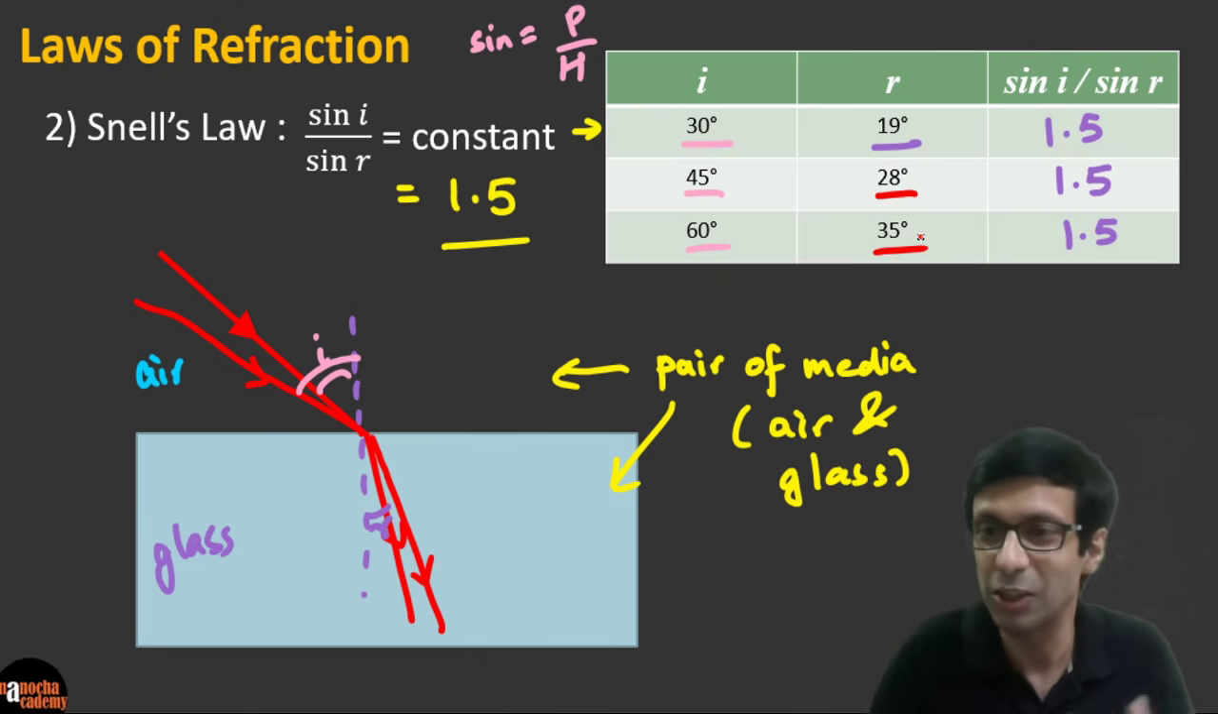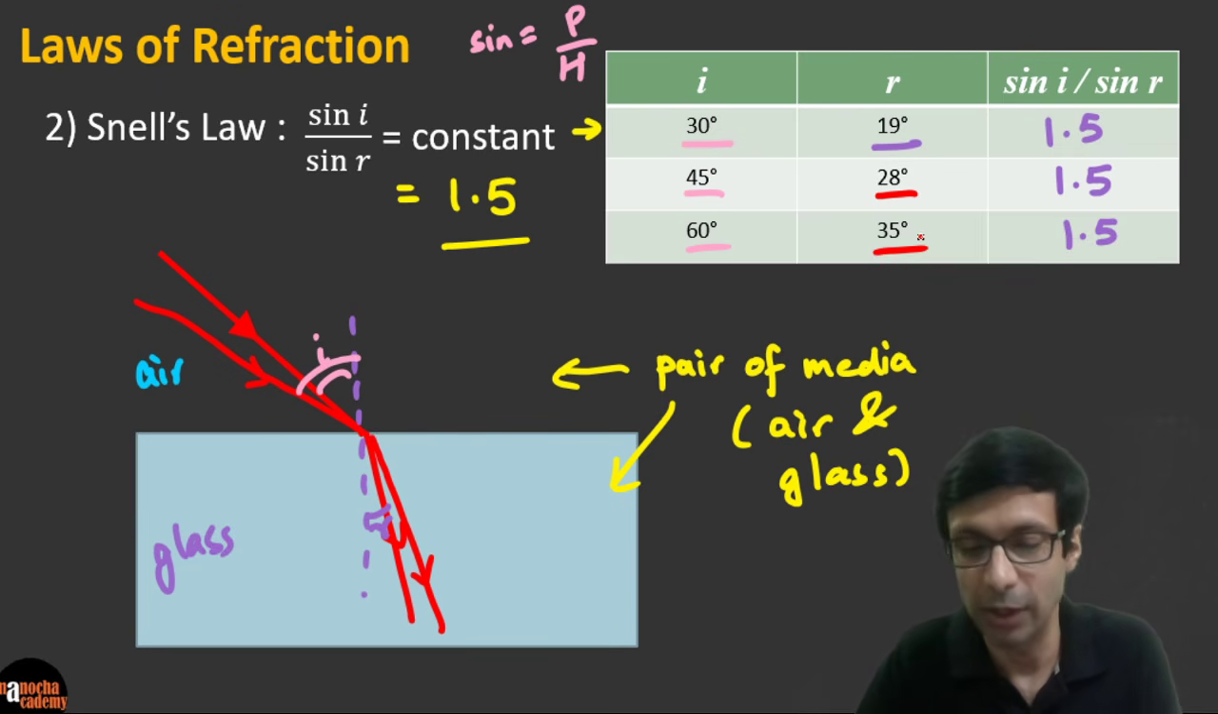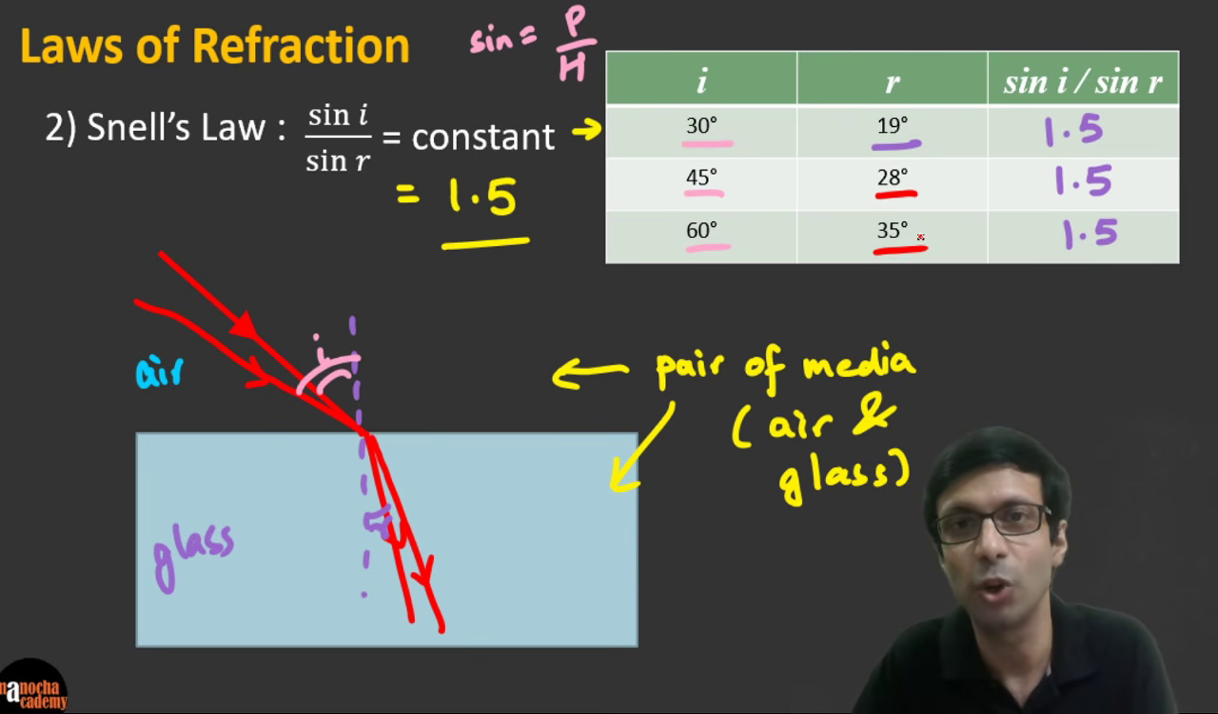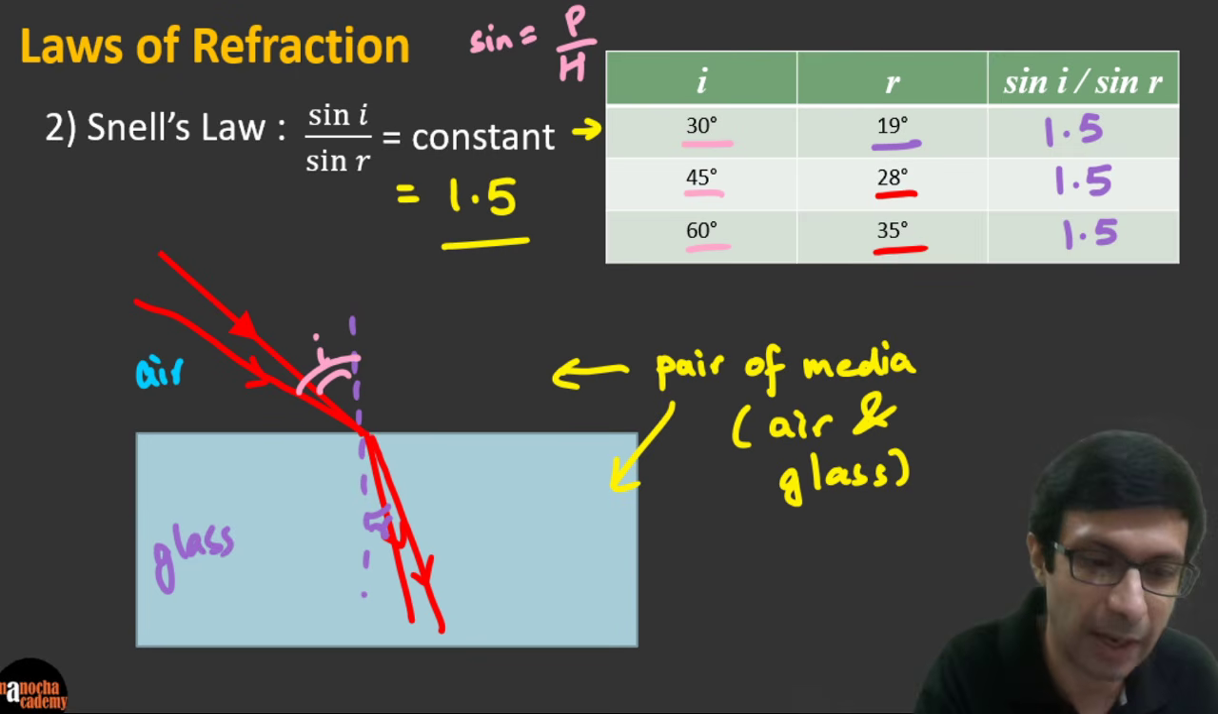I showed you in a calculator, so I would encourage you to use your maths, or for these difficult angles, you can use the calculator and try it out. You have sine in the calculator, and when we divided the ratio, we got the same value, 1.5. So Snell's law is absolutely right.